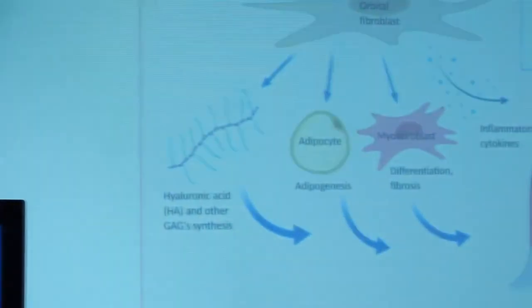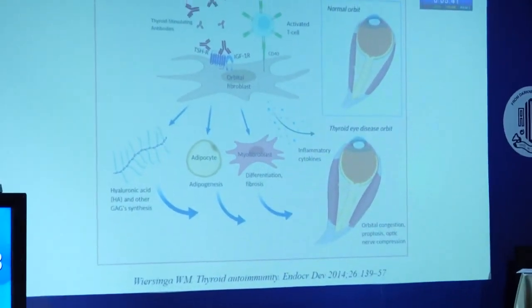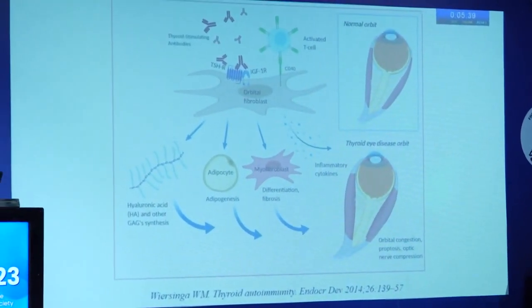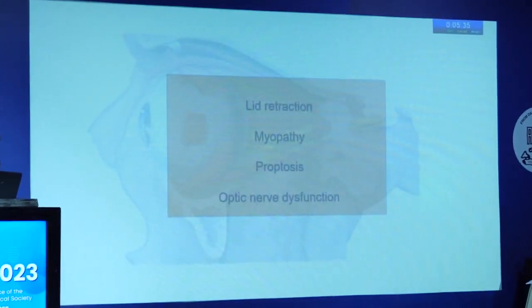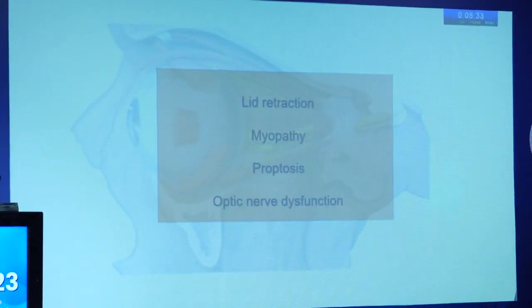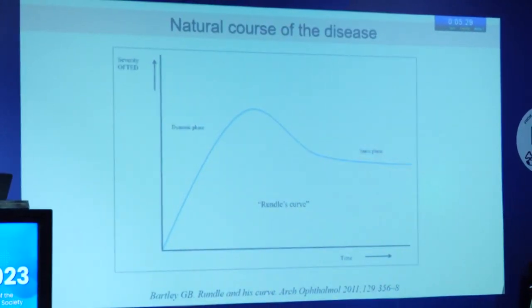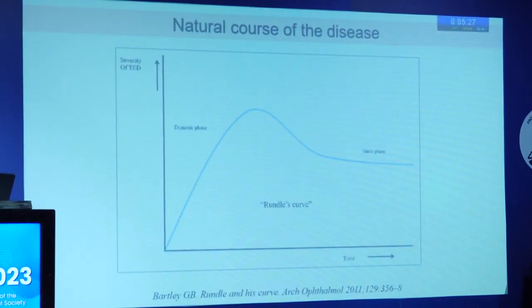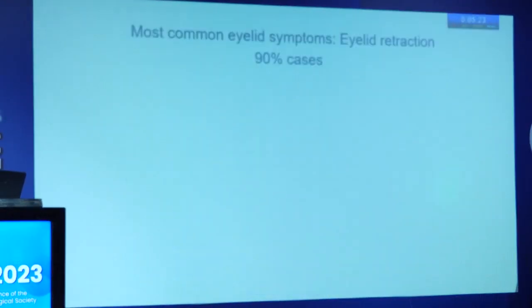It is an autoimmune mechanism which ultimately affects all the things that are present in the orbit, starting from the fat and the muscles, as we know. The complications that can happen are lid retraction, myopathy, proptosis, and optic nerve dysfunction. Also, we know that it has a natural course. There's a dynamic phase, which is the active phase, and the static phase, which is the inactive phase, commonly known as Rundle's curve.